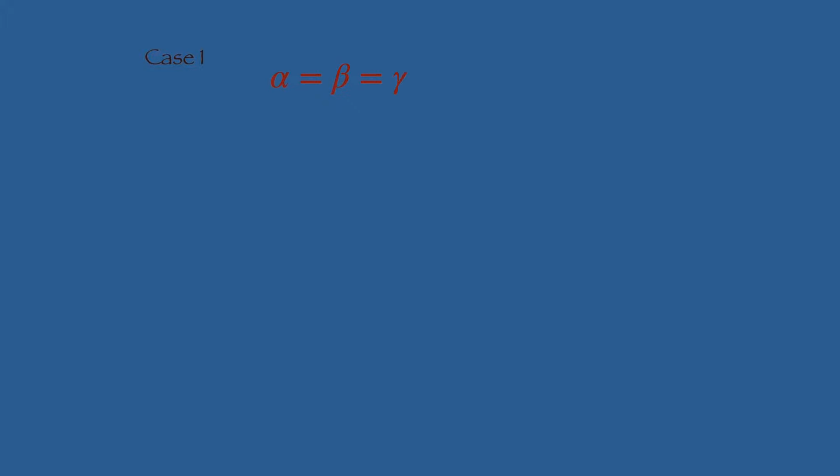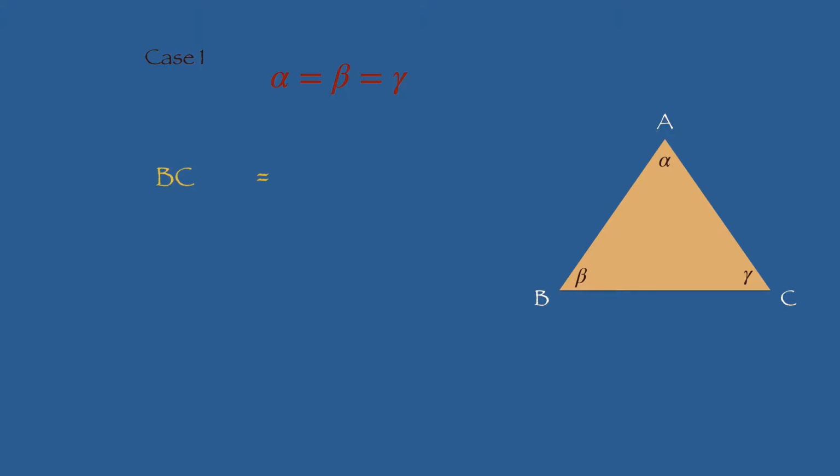So let's take the example of case 1 now, where alpha is equal to beta is equal to gamma. Let's have a triangle drawn with the vertices ABC that contains the angles alpha, beta and gamma. The side opposite to angle alpha is BC. The side opposite to angle beta is AC and the side opposite to gamma is AB. Since alpha is equal to beta is equal to gamma, the sides opposite to them will be equal as well. Therefore BC is equal to AC is equal to AB. Now that all the sides of the triangle are the same, we call it an equilateral triangle.